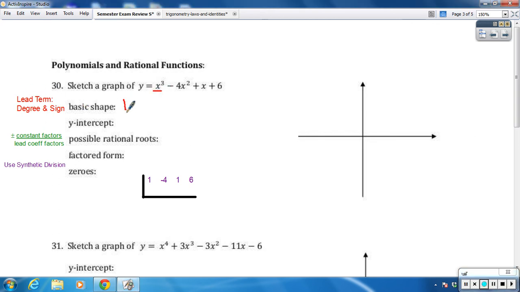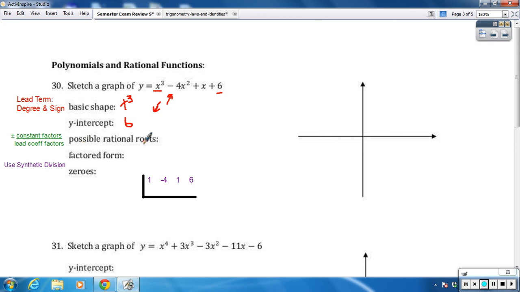Our lead term here is x cubed. Remember, we're looking for the degree and the sign. In this one, it's an odd degree, which means our ends are going to go in opposite directions, and because it's positive, we know that our ends are going to increase going from left to right. We're not really sure what it's going to do in the middle, but we know which direction the ends are going to point. Our y-intercept is going to be the constant term at the end, so that's going to be 6. Next is possible rational roots.